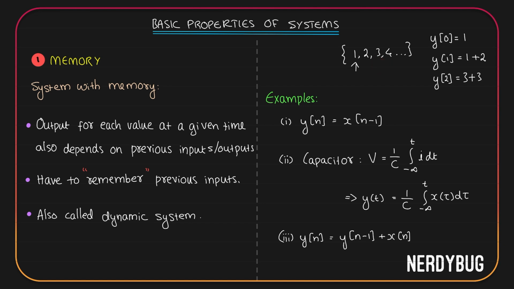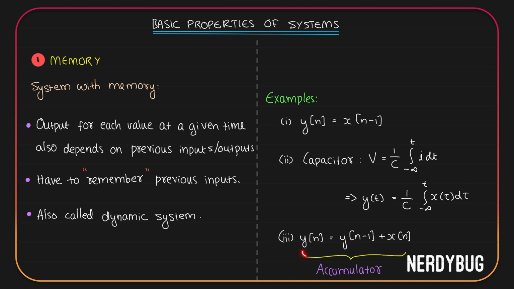You can see what is happening here. This system just keeps adding the new value over and over. First it had 1, then it added 2 to it, 1 plus 2, then it added 3 to it, 1 plus 2 plus 3, then it added 4 to it, 1 plus 2 plus 3 plus 4. This system is nothing but an accumulator. This is the difference equation that defines an accumulator. And most importantly, it has memory.